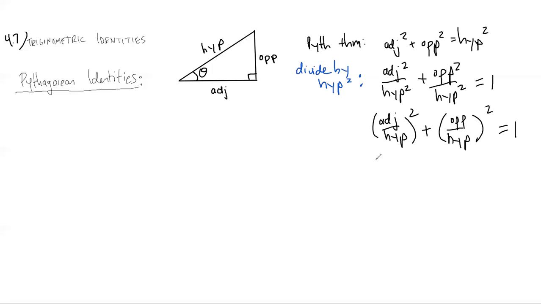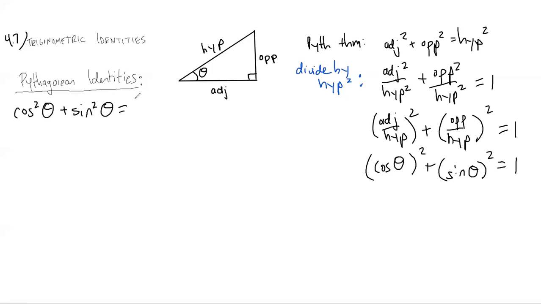But the adjacent over the hypotenuse in that triangle, that's cos theta. So that's cos theta squared. And opposite over hypotenuse is sine theta squared equals 1. And so what we've actually got here is the Pythagorean identity, which I'll just write over here on the left. Cos squared theta plus sine squared theta equals 1. And that is true for all theta. It doesn't matter what. So you can try some, plug them in. You should see that that is always true.